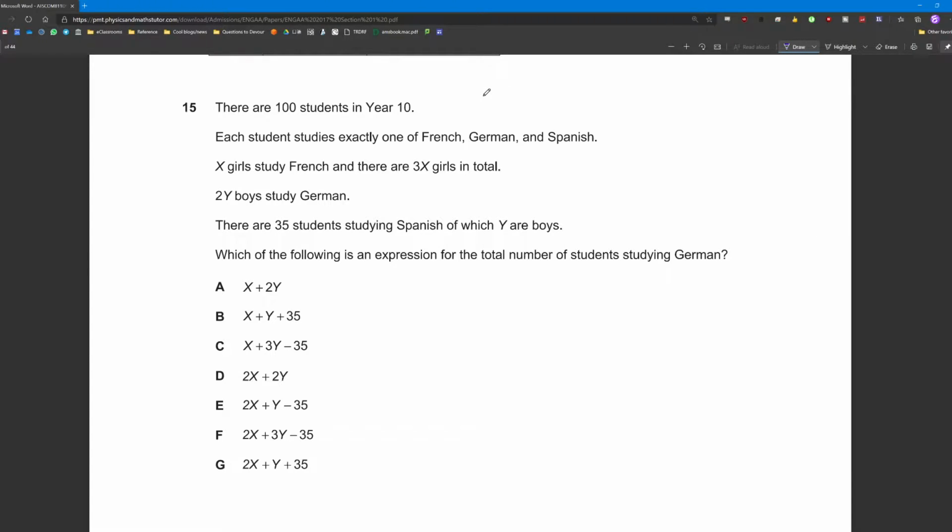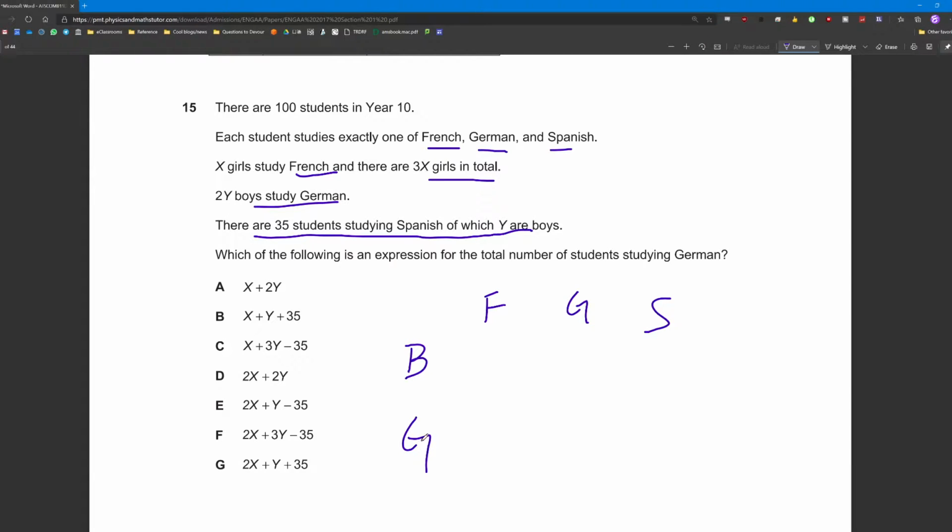So, there are 100 students in year 10. Each student studies exactly one of French, German, and Spanish. X girls study French, and there are 3X girls in total. 2Y boys study German. 35 students study Spanish, of which Y are boys. Okay, so basically we have the conditions French, German, or Spanish, and it can be boy or girl.